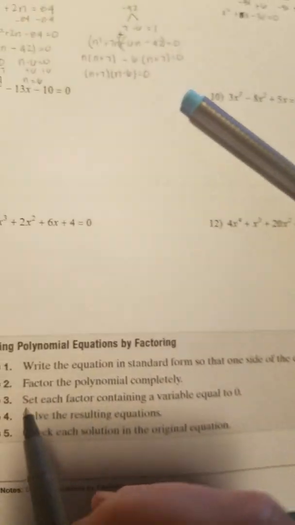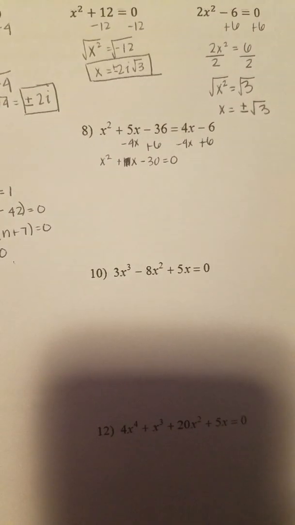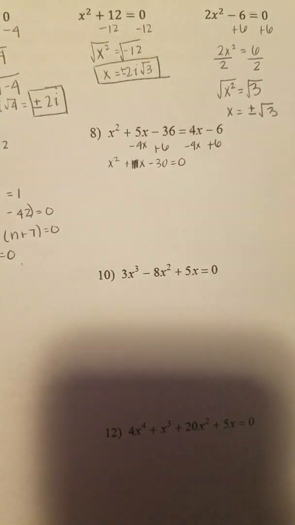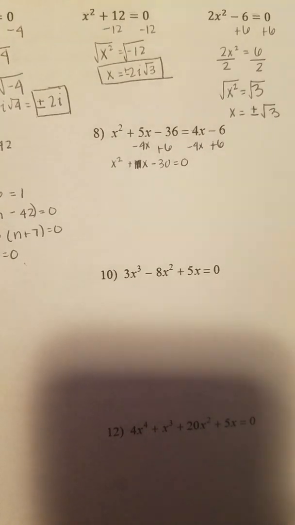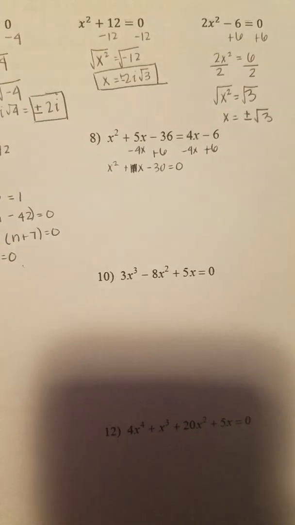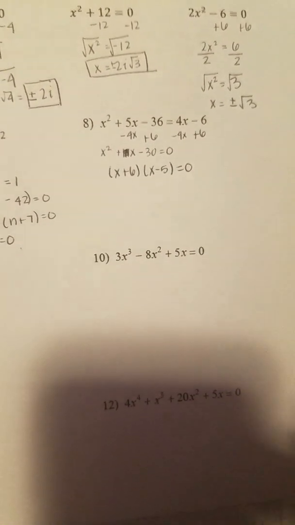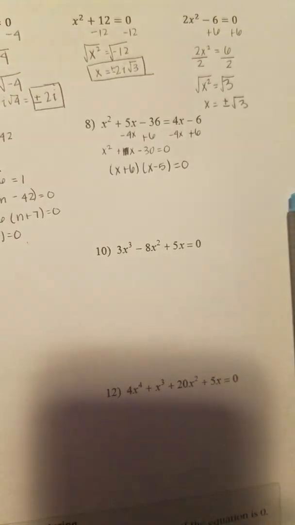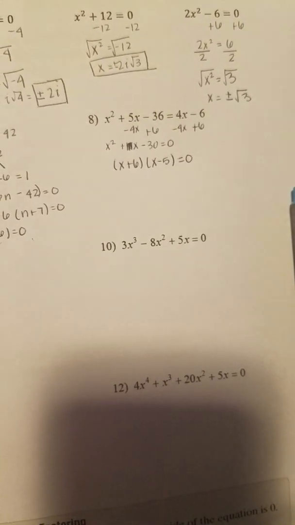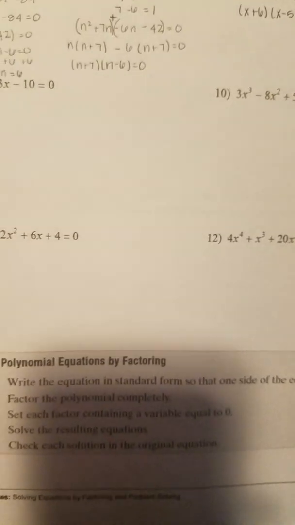Okay, step 2, factor the polynomial completely. This will come up. I have complete faith that you guys can factor this completely on your own. So we're going to pause again, and I want you to try it on your own. Okay, it should be x plus 6 times x minus 5 equals 0. If you are making mistakes, go back and check your work. If you still can't figure out where your mistake is, then put a star next to it. We'll talk about it when I get back.